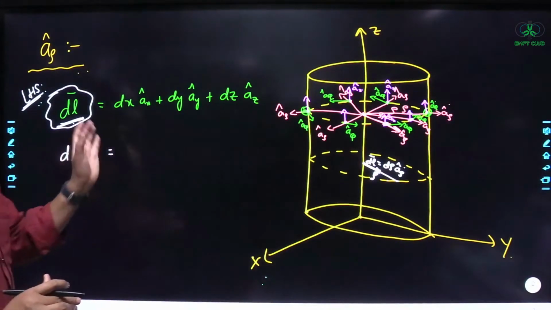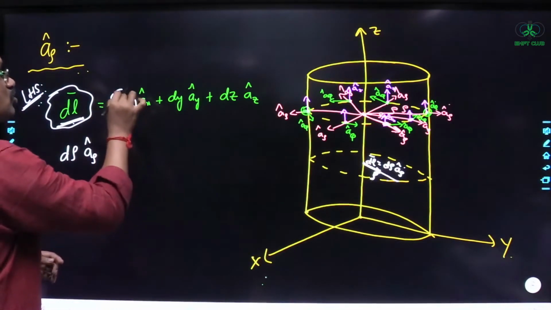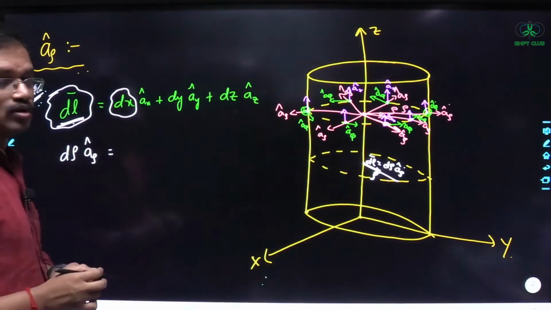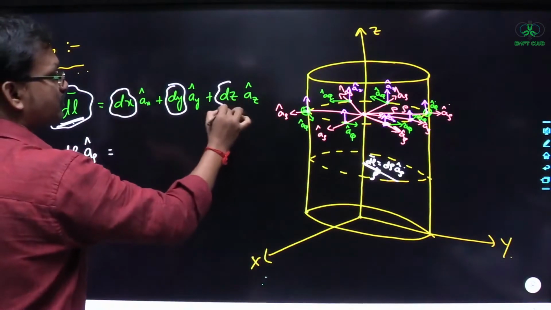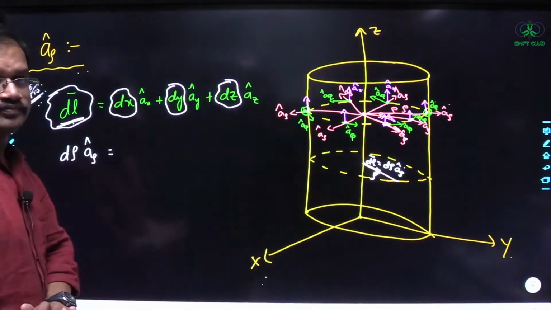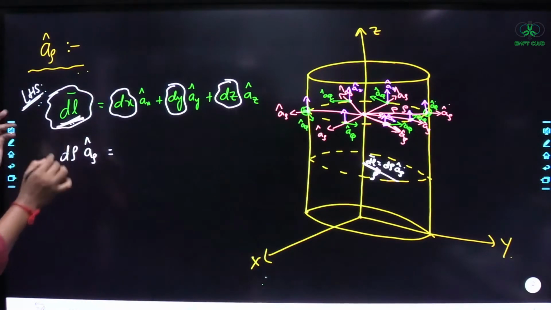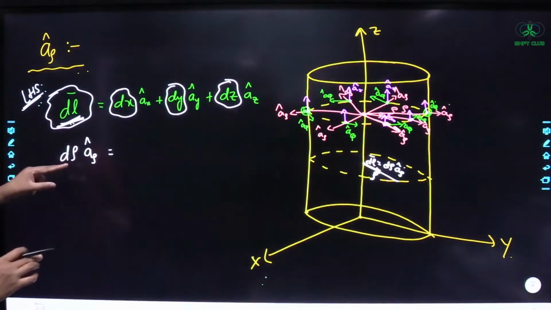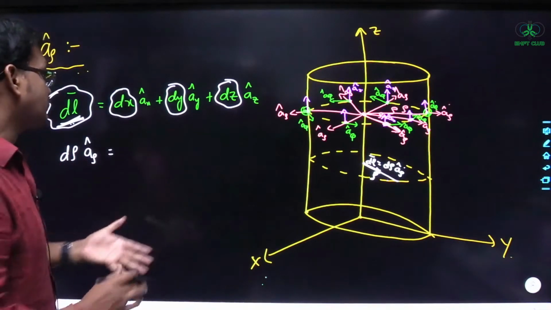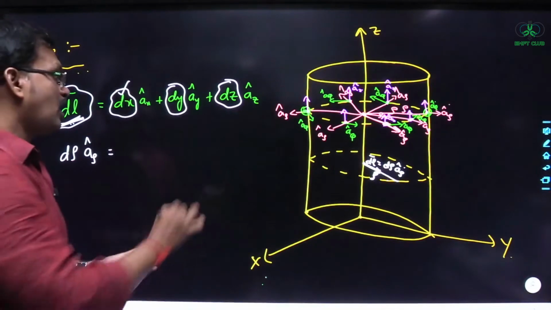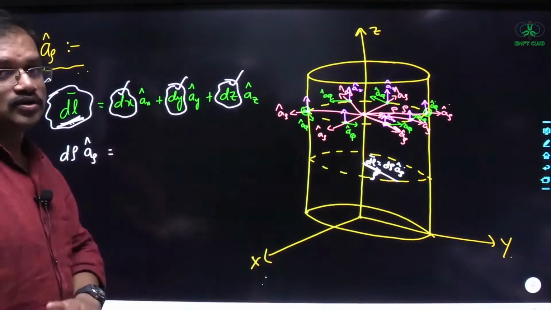Now on the RHS also, you have to determine dx by varying only rho, dy by varying only rho, and dz by varying only rho. Why? Because on the LHS I determined dl bar by varying only rho, which is d rho a_rho cap. On the RHS also I have to do the same operation. So how can we do that?